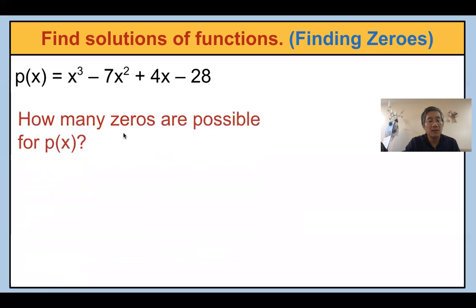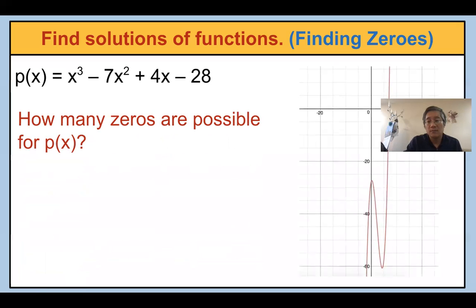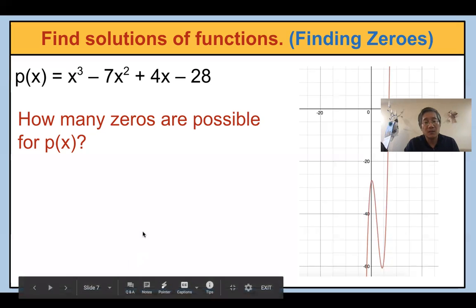So how many zeros are possible here? The number of possible zeros is the same as the degree of the polynomial. So 3 possible zeros. But if you look at the graph, you have only 1 real zero, and the other 2 are imaginary zeros. So the number of possible zeros is the same as the degree of the polynomial, 3, but looking at the graph, there is 1 actual real zero, and the other 2 zeros are imaginary zeros.